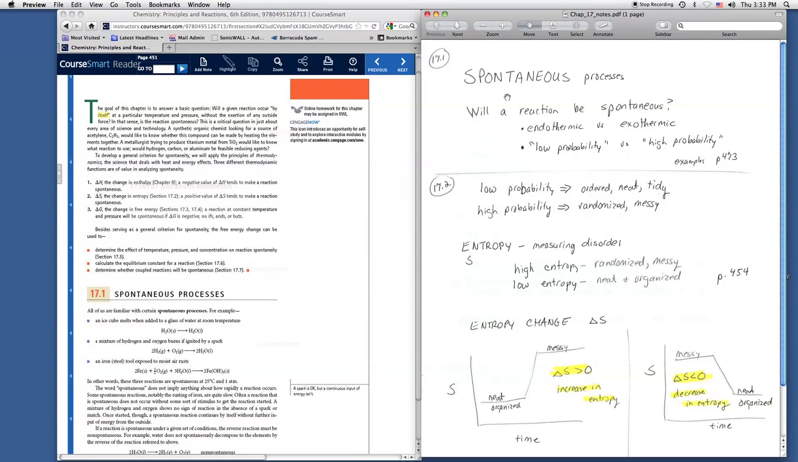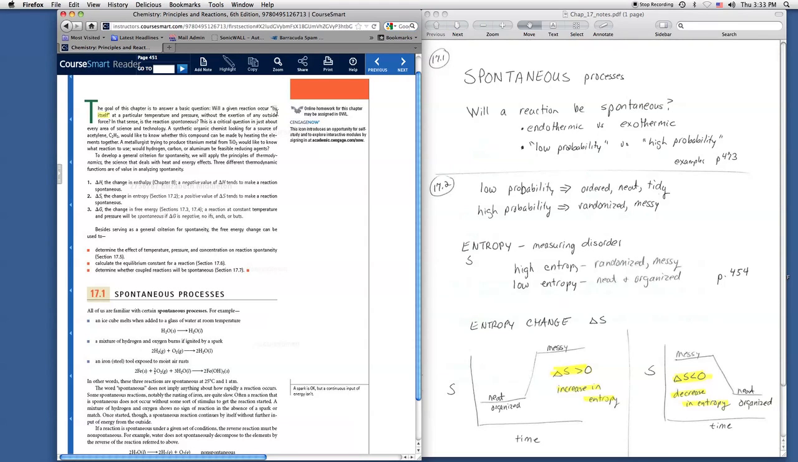The goal of chapter 17, like it says in the introduction, is to learn how we can mathematically determine if a reaction, a chemical reaction, is spontaneous. We just see it on paper. We want to know if it's spontaneous, which means, as you can see over here in the notes, occurring by itself, sort of without human intervention, if you will.